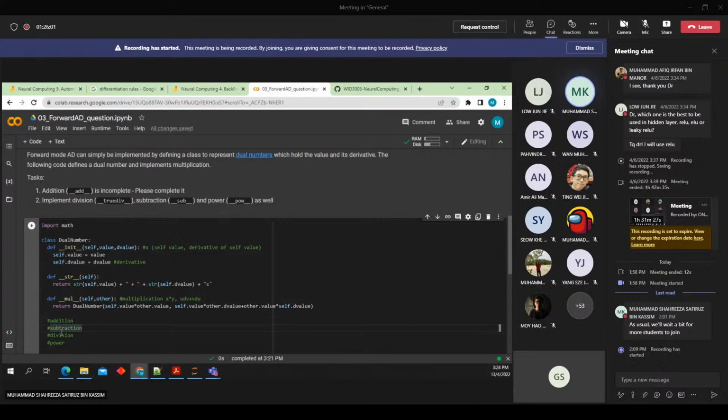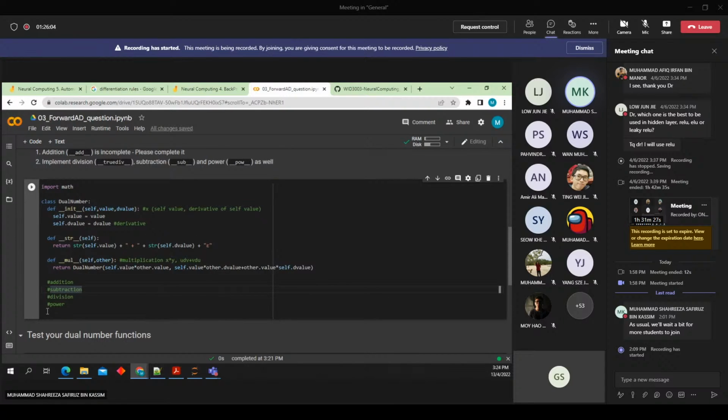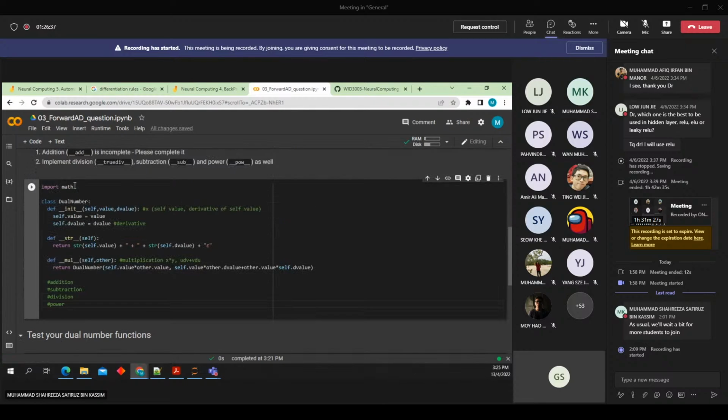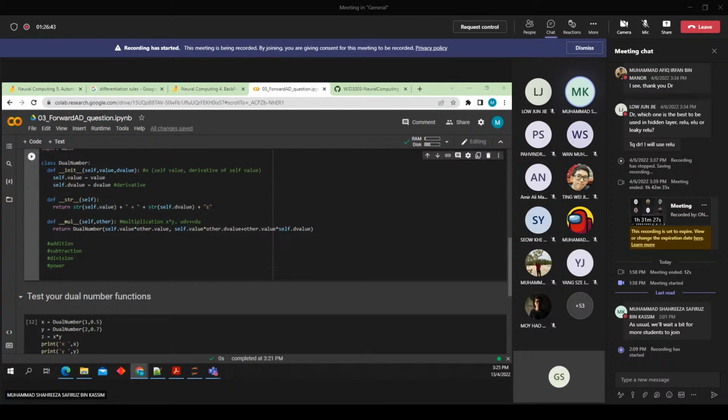So as you can see, we are formalizing the differentiation rules. By defining the differentiation rules here, we can do this operation. And when we do this operation, x multiplied by y, it also computes the gradient, because the local gradient is already stored here, right? This is the concept of dual numbers.